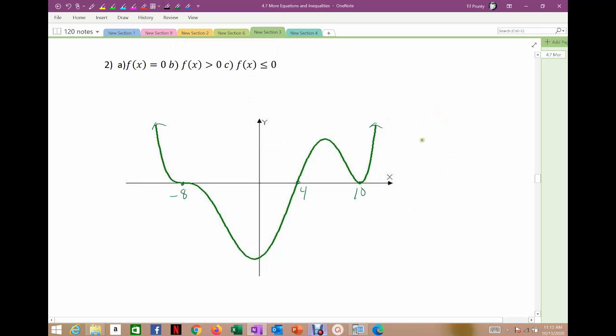Alright, so the first question, A, is asking when it's 0, right? F of x, when is it 0? Well, it's 0 at the ones I just marked off. Negative 8, 4, and 10.